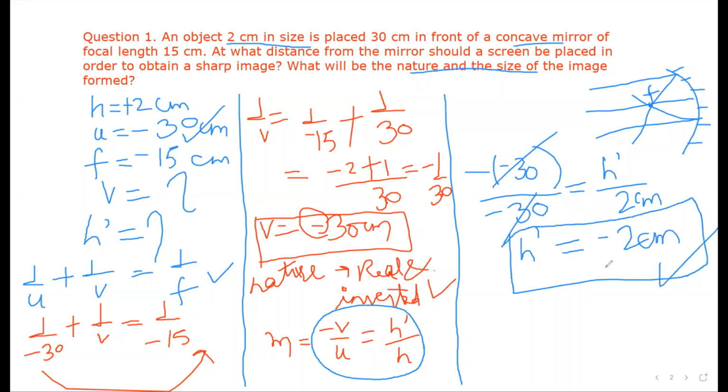But its minus sign shows always what? Real and inverted. When you get h dash as negative or magnification as negative, it means the nature of image is real and inverted. Now what have you concluded? The nature is real, inverted, and what is the size? That is 2 centimeter, same size. So you can say the size is same, a same sized image we are getting here.